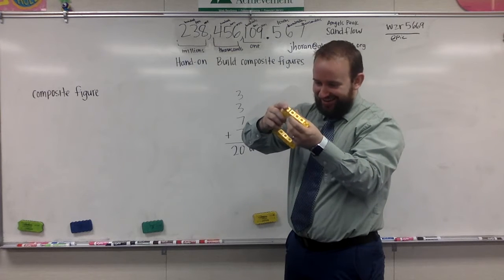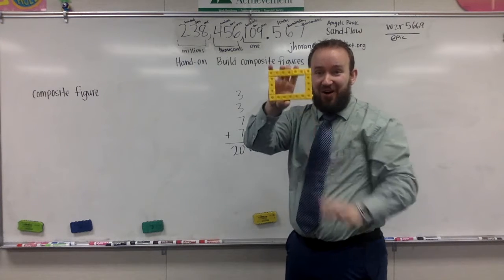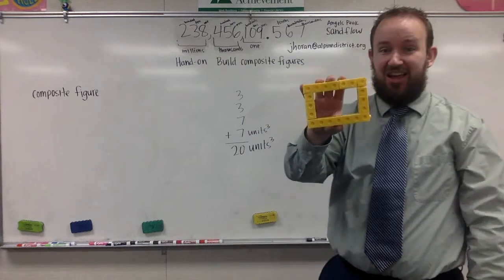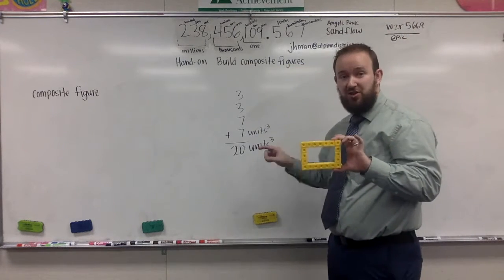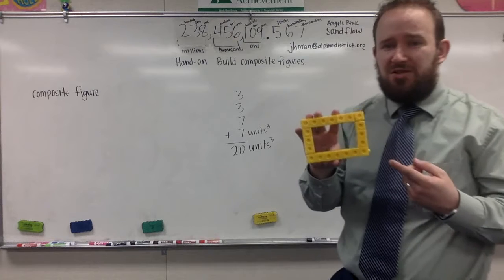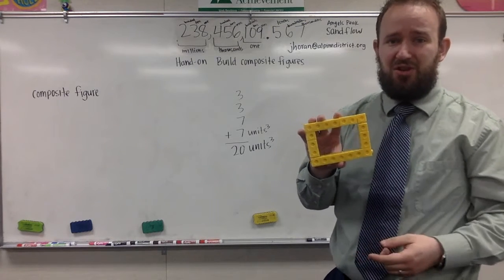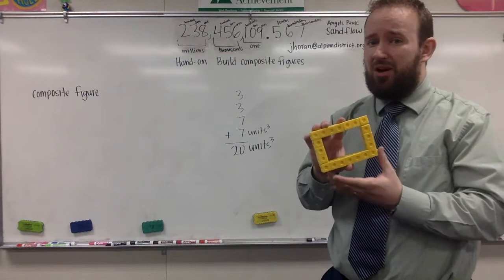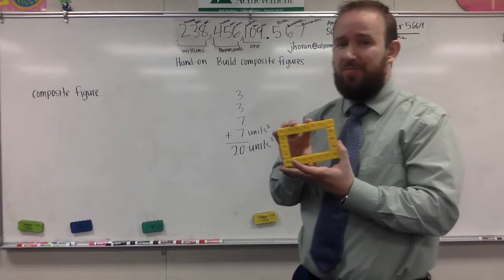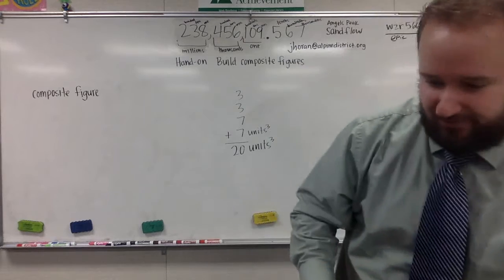Okay, I did it. So the volume of this composite figure is 20 units cubed. Whenever we're using models like this, you can also count up each individual cube. That will work, but we're going to get to 2 examples where that won't work as well, okay? Next example.